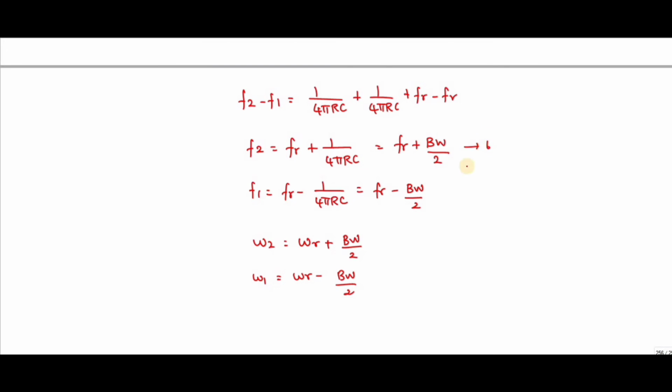Okay, so this is your 6th and 7th equation. This is your half power frequency.